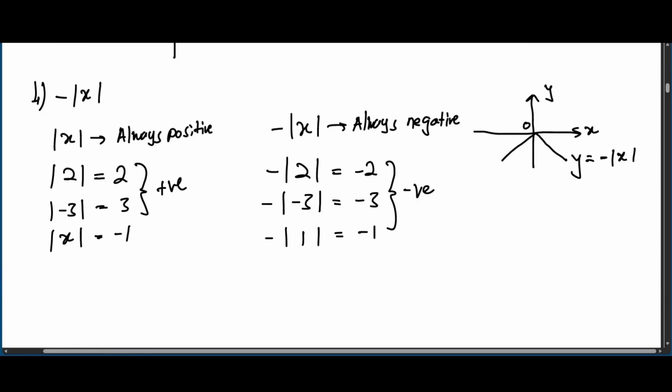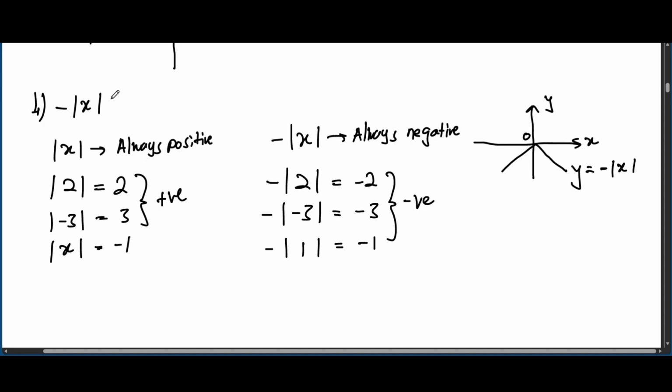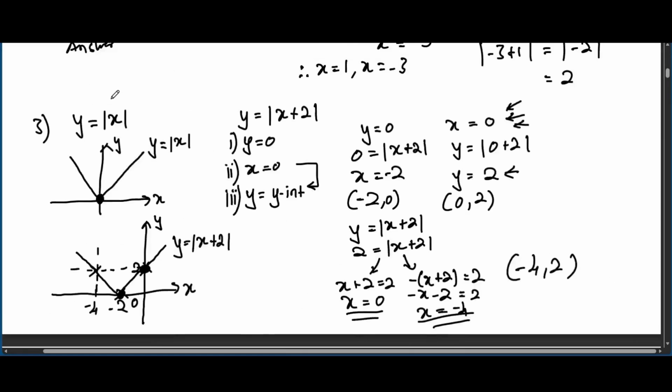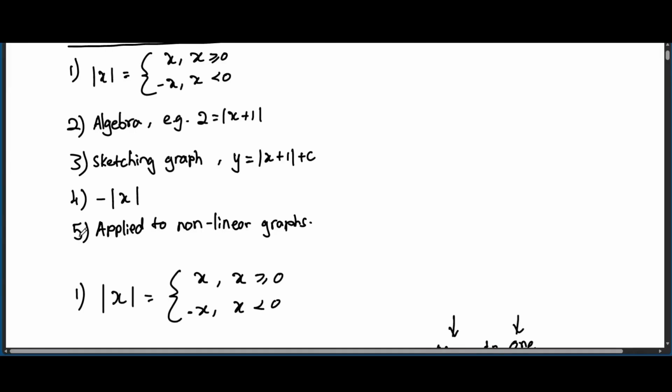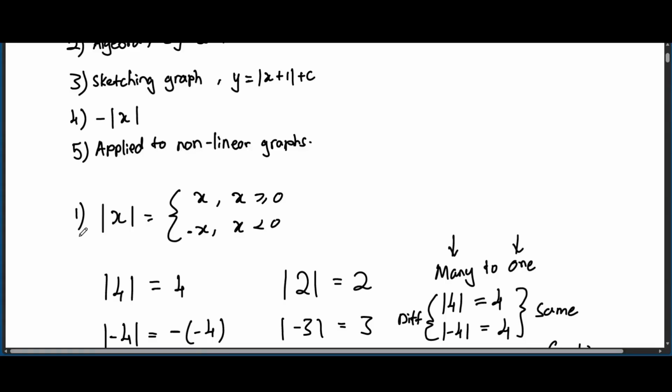All right. So that's what you should know. For this, there's a function that's always negative. So just keep this in mind. Okay. Now let's go to the last and final point. Point number 5. So point number 5 says apply to non-linear graphs. Apply to non-linear graph. So now what does that mean? Let's look at it.